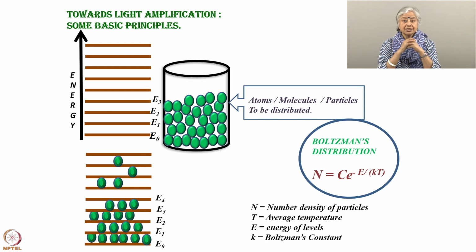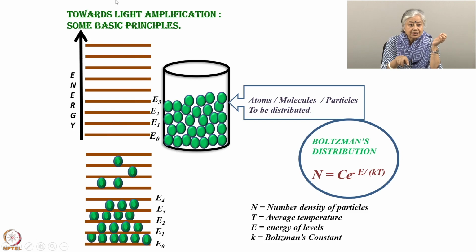So, what is the first thing that is to be known? The first thing that is to be known is the way this laser light is to be produced. So, I have a medium. You consider that medium is consisting of atoms, molecules, particles, which have to be distributed into energy levels. Okay? Let us say this is my system. It has a whole lot of particles, and these need to be distributed into energy levels of this system.